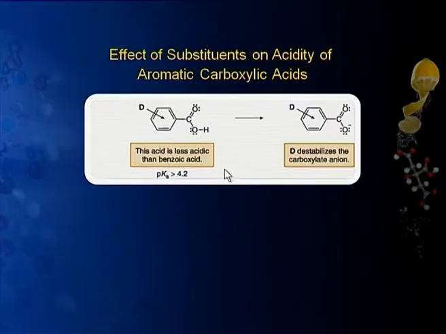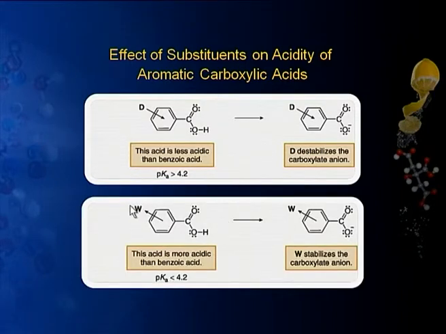Next, we take up the effect of substituent on the acidity of aromatic carboxylic acids. In aromatic carboxylic acids, if a group present on this benzene ring is electron releasing, then it will increase the electron density here, and this ring will not be able to withdraw electrons as strongly as simple benzene was doing. So, the net result will be that pKa will be more than 4.2, because simple benzoic acid has a pKa of 4.2.